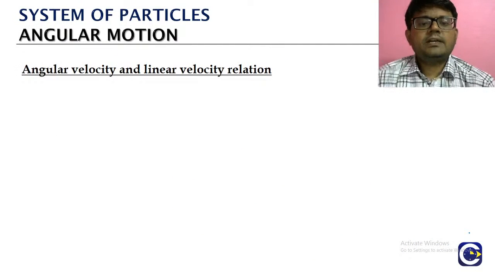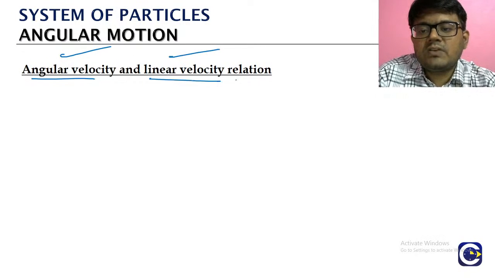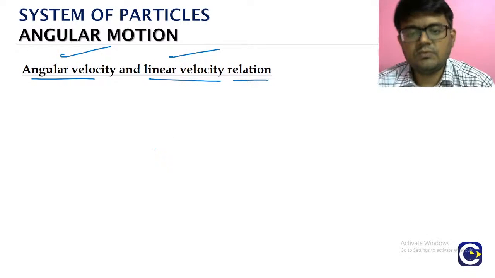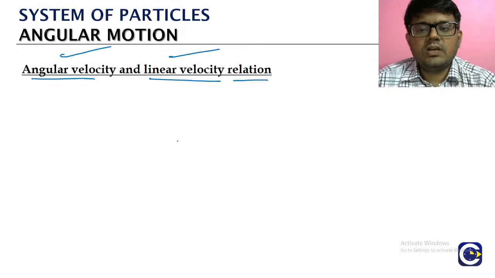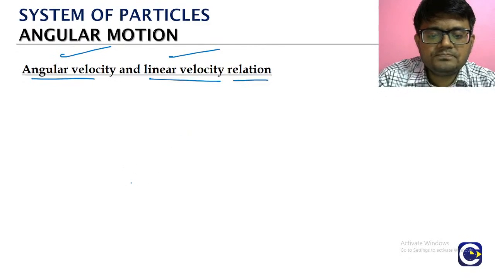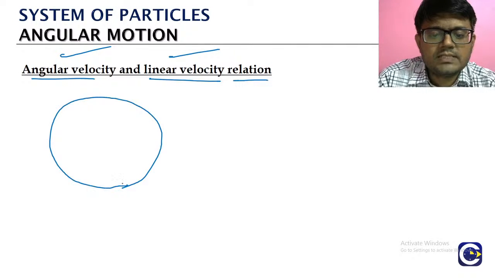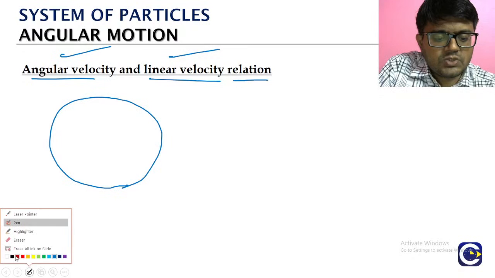Now we look at one important result, the relation between the angular velocity and linear velocity. Again we will take a particle which is going in a circular path. We are looking at a particle which is going in a circular path.